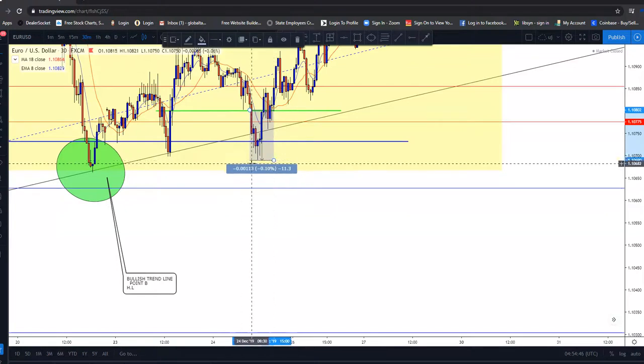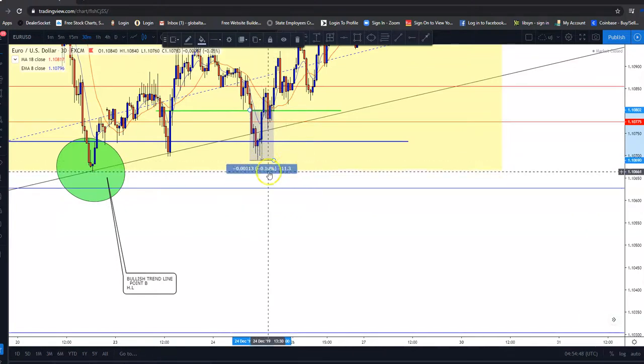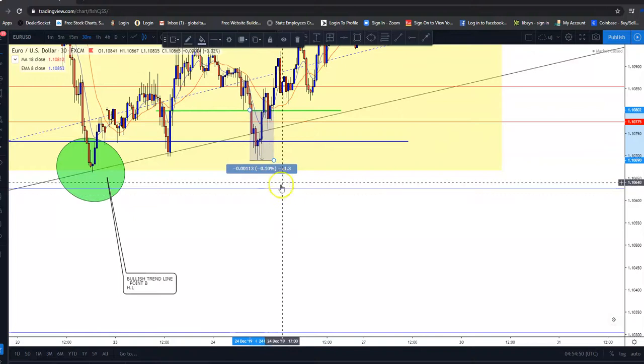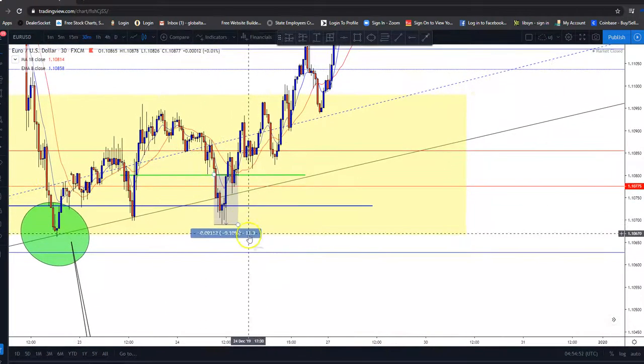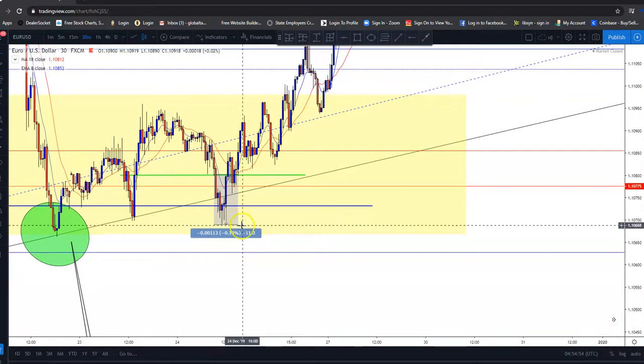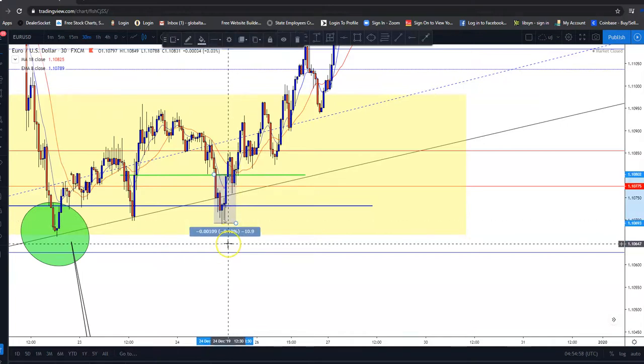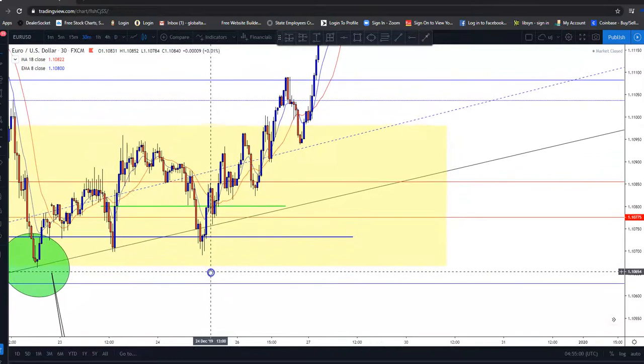So as you can see, I definitely wouldn't have put in a stop loss there, because it would have automatically taken me out when I experienced this drawdown. So total overall drawdown, I would have seen 12 pips of drawdown, which ain't bad at all for the type of move that I'm trying to do.